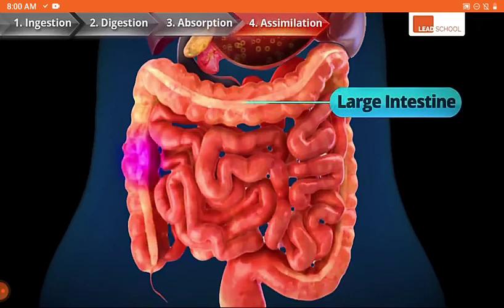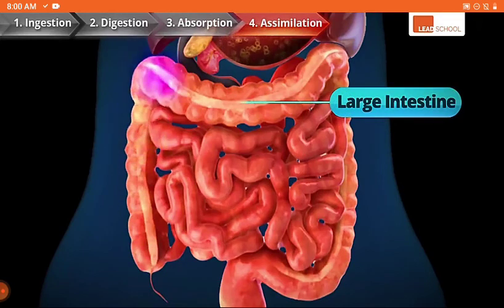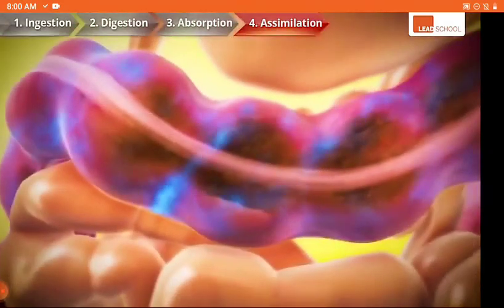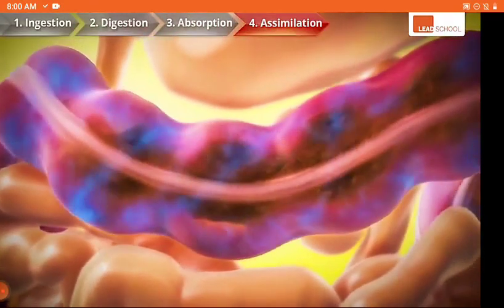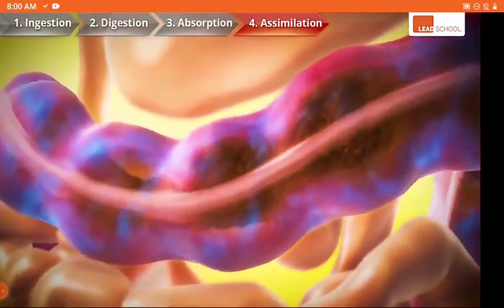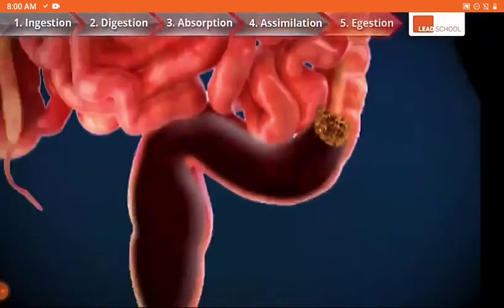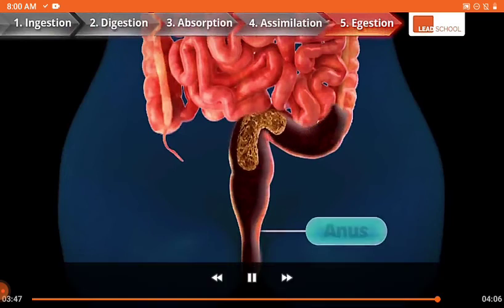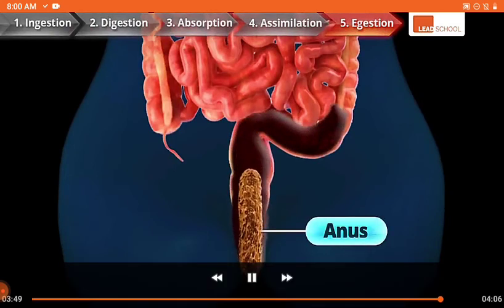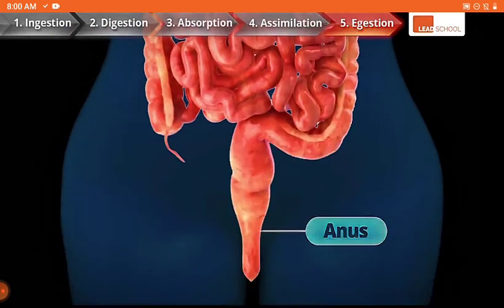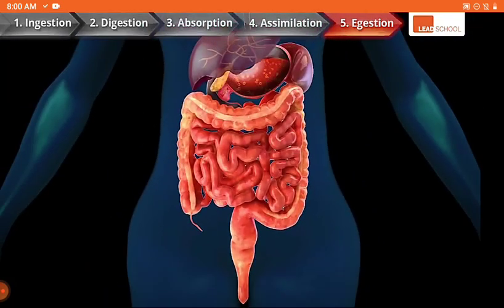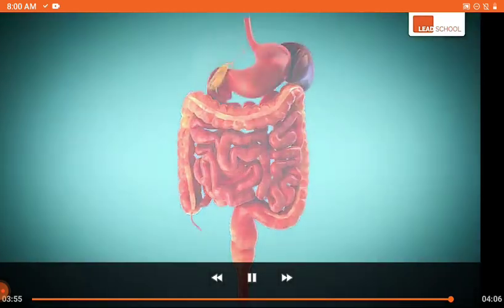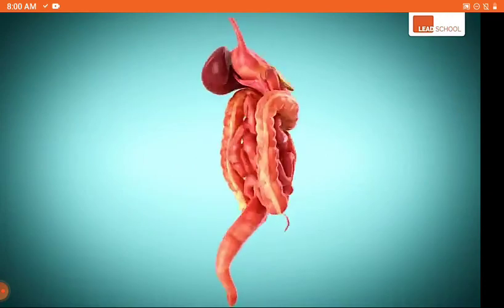Undigested food now enters the large intestine. The function of the large intestine is to absorb water and some minerals. The remaining undigested food is removed from the body through the anus by a process called egestion. Anything we eat goes through this process of digestion. Isn't that amazing?